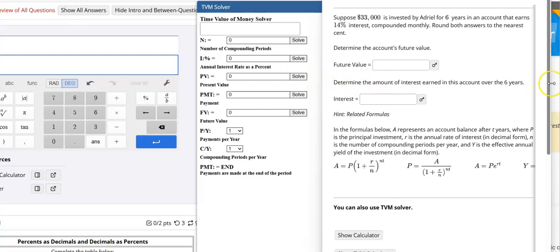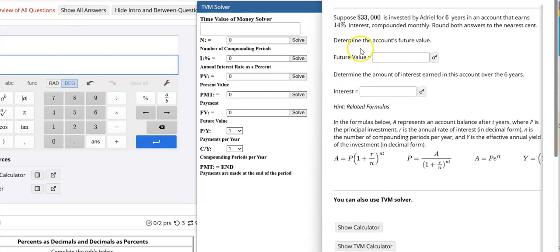Hello. This question is about compound interest, future value, and the interest. You're going to find two things here. If you read the question carefully, you deposit $33,000 invested. That means the present value, because you invested at the beginning of the time for 6 years, at 14% interest, compounded monthly.